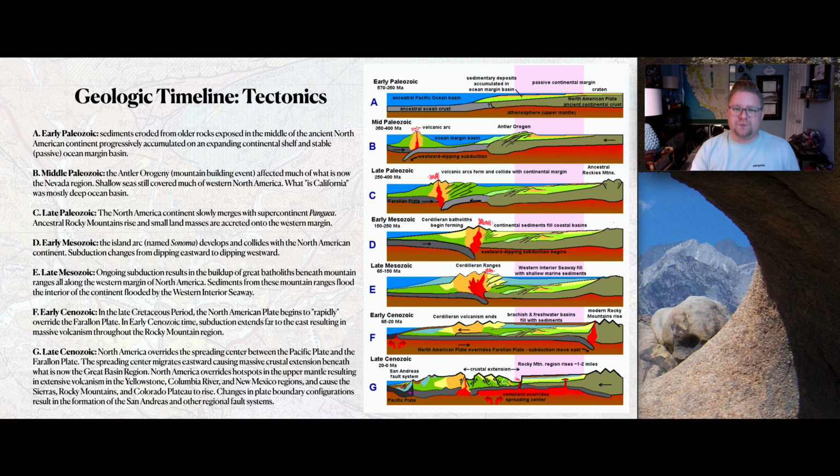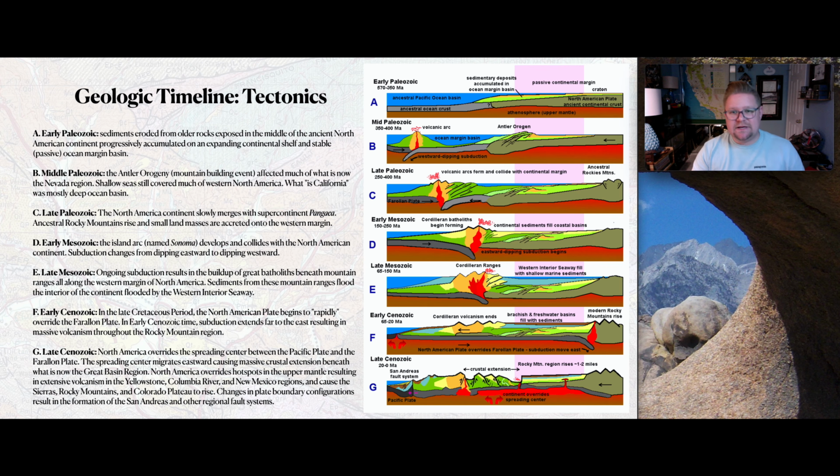So let's begin with the first one. Letter A, early Paleozoic. Sediments eroded from the older rocks exposed in the middle of the ancient North American continent progressively accumulated on an expanding continental shelf and stable ocean margin basin. Between 350 and 400 million years ago, during the mid-Paleozoic, the Antler orogeny, a mountain-building event, affected much of what is now the Nevada region. Shallow seas still covered much of western North America, and what is California was mostly still deep ocean basin.